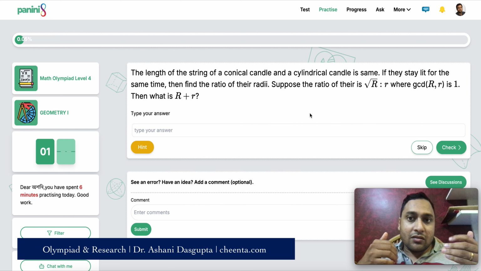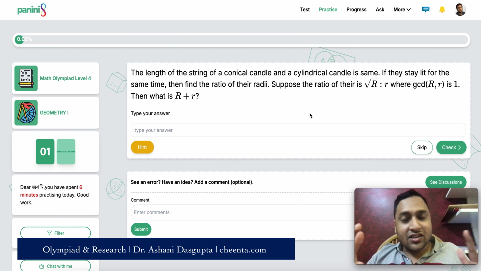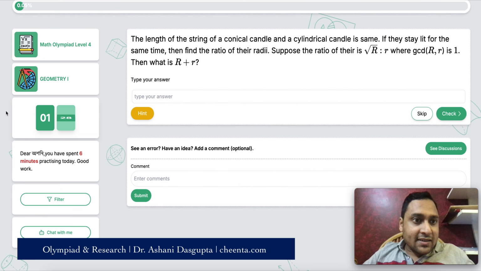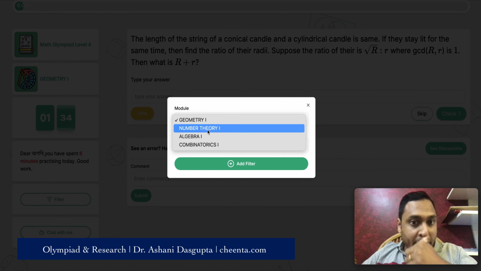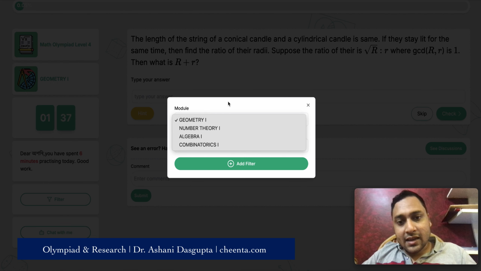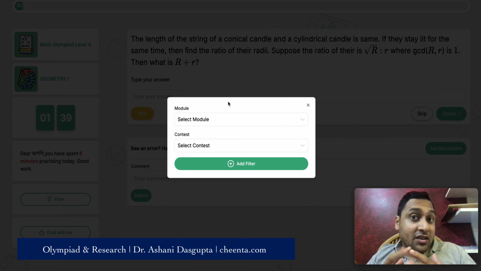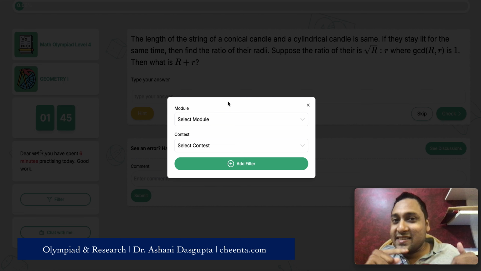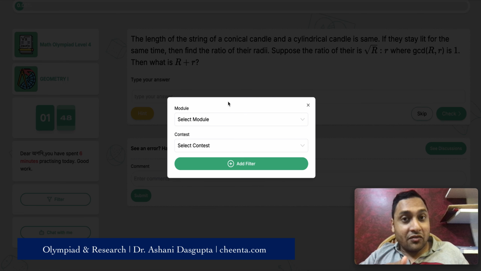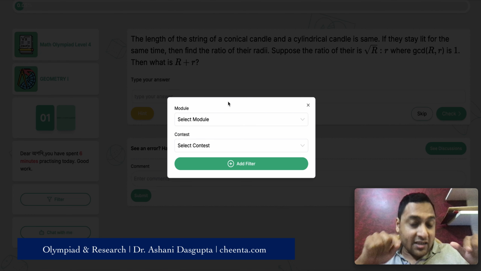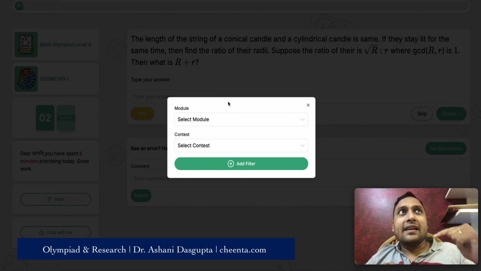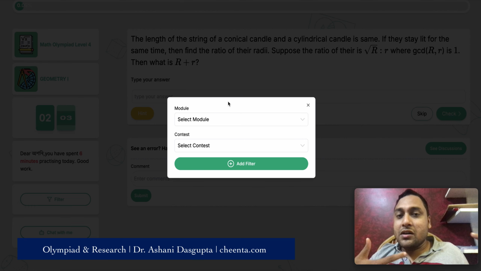So this is the main functionality. You can practice problems on geometry, algebra, combinatorics. In fact, if you want to just practice geometry problems, you can click on filter. You can select the module, let's say geometry, number theory, or algebra, whatever you want to practice, and just focus on that. We suggest you don't do that because there is an algorithm at play at the back end which tries to learn your ability to solve problems and throws you problems accordingly. So it rotates among geometry, algebra, combinatorics, and number theory in this particular goal, and it learns more about you and it gives you progress tracking.